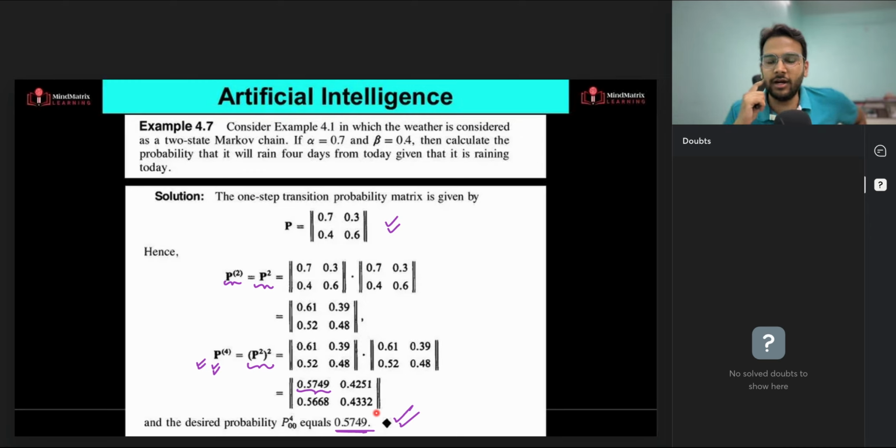I hope it is crystal clear to all of you how we are using the n-step transition matrix concept, which involves the Markov chain and the Chapman-Kolmogorov equations, to solve this particular question. Is it crystal clear to all of you? Do you have any doubt, anyone?